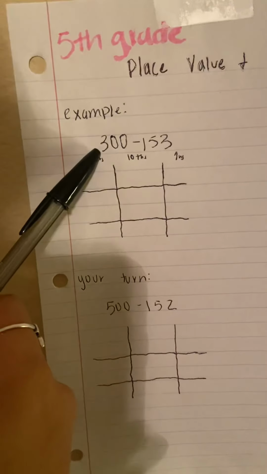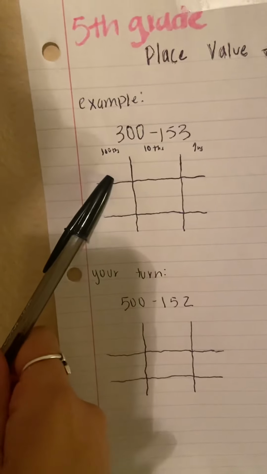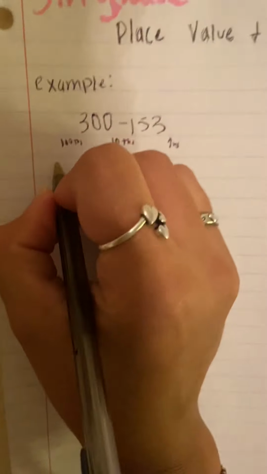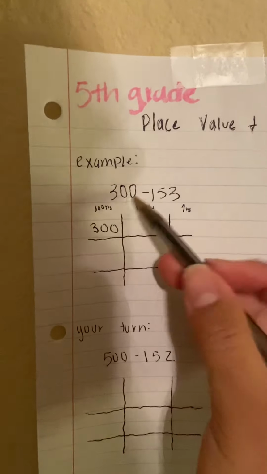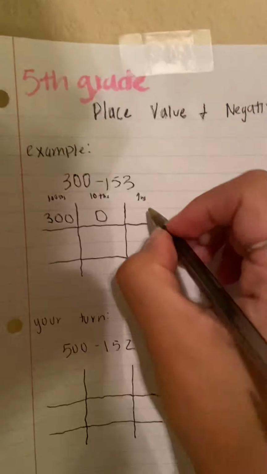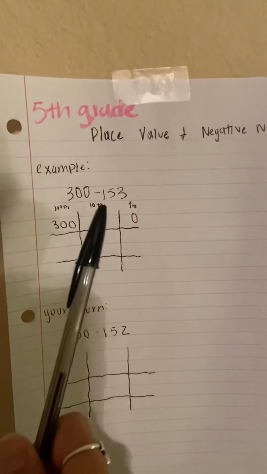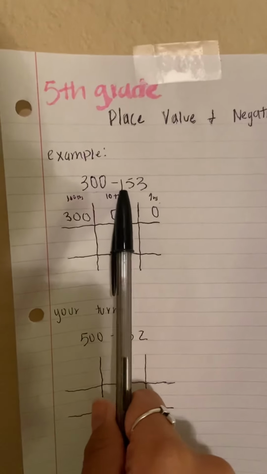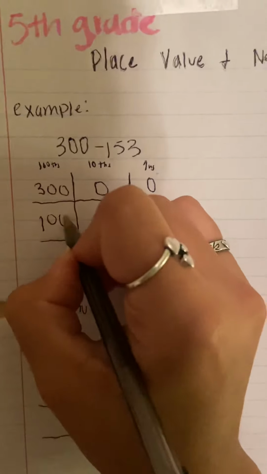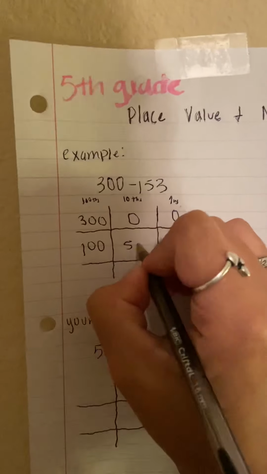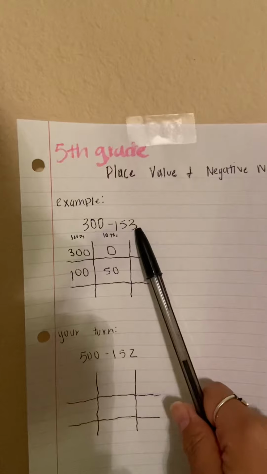We start off with this number, put it right at the top. In the hundreds place, we are at 300. In the tens place, we are at 0. In the ones place, we are at 0. And we move on to 153. In the hundreds place, we are at 100. In the tens place, we are at 50. In the ones place, we are at 3.